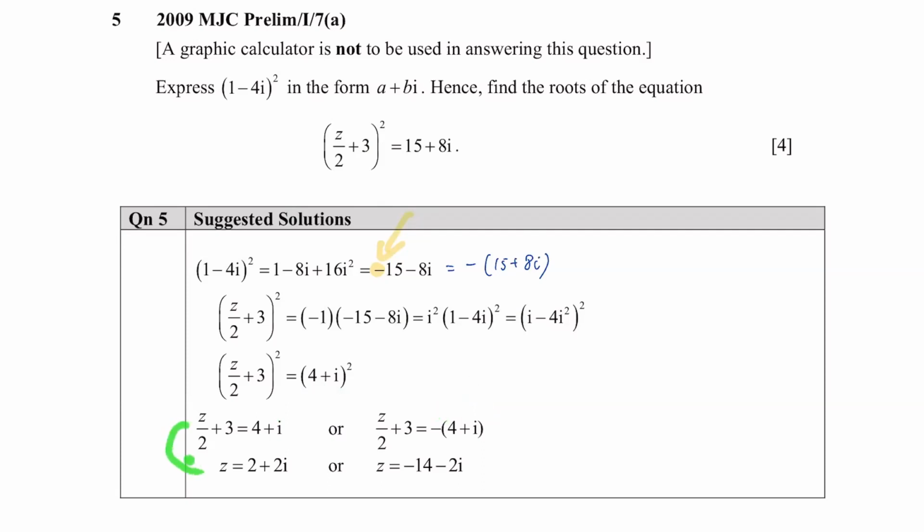Do you need me to show you how to solve for z? Don't need, don't need. So you just bring over the minus 3, then times 2. Same thing for the other one: plus 3, bring over the minus 3, then times 2. Okay, so that is the solution.